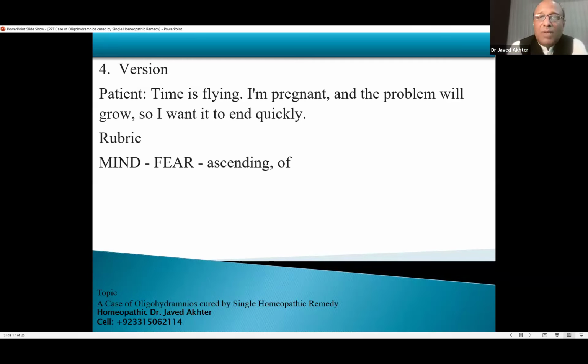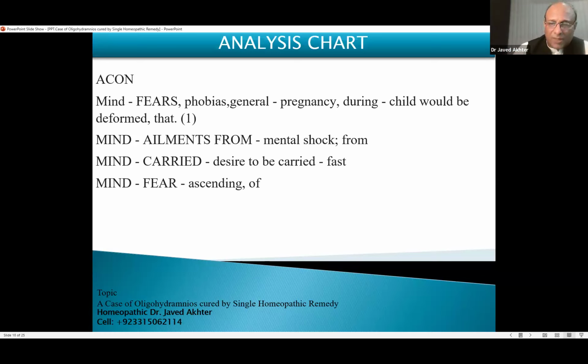So what is the meaning of this whole version? The patient is actually saying: fear ascending. If time is going up, then the patient has a concern over it. Therefore, the patient wants carry, desire to carry fast, because it's fear ascending. This is the whole version of the patient, the crux of the case I have taken over there.